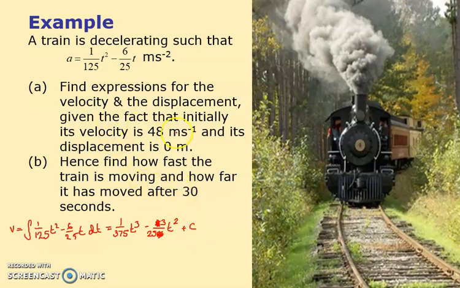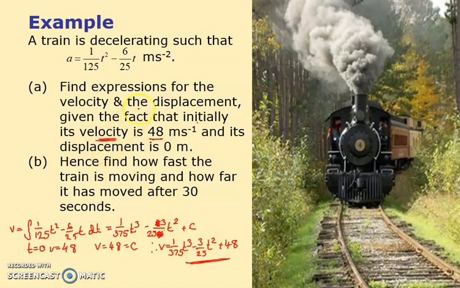Now it did tell me, by the way, that the velocity is initially 48. I'll look out for that. Initially, when t is 0, v equals 48. That's what you take from that statement. So if I substitute this in, v equals 48 when t is 0. Now look, the great thing about 0 is that everything disappears, I'm left with c. And effectively it tells me what my c is. I therefore have an expression for v. It's 1 over 375 t cubed minus 3 over 25 t squared plus the c, which is 48.